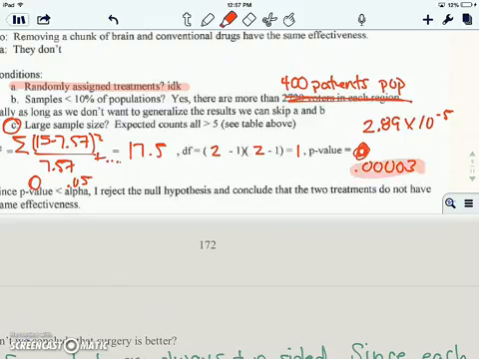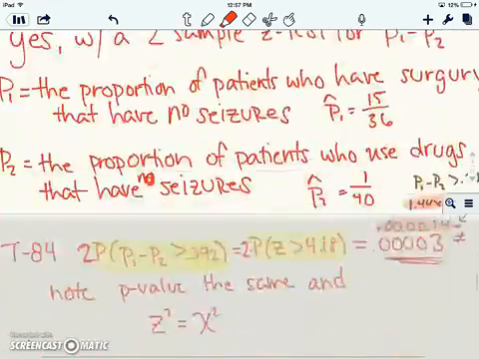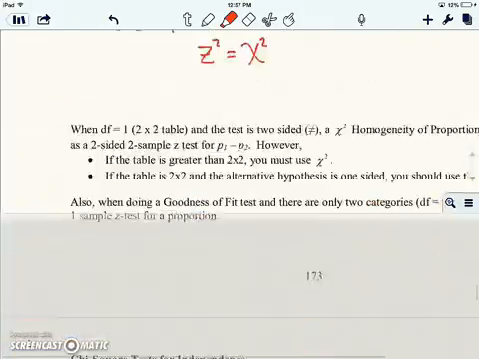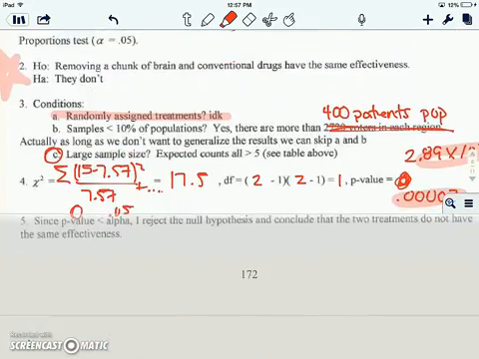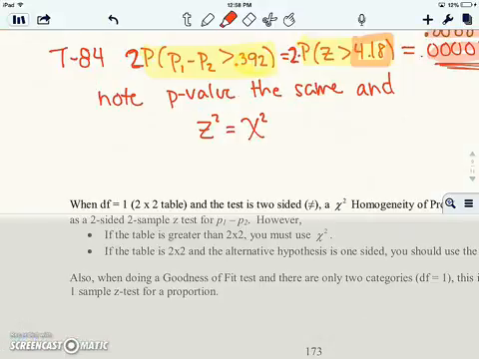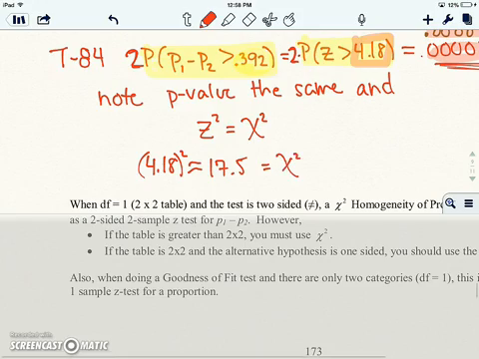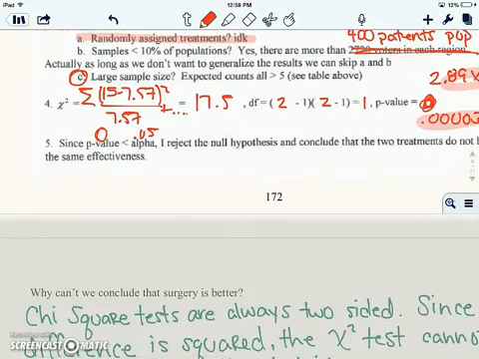So again, notice this was the p-value for the chi-square test that we did. Go to the difference of proportions. The p-value is the same. And then notice my z for this one was 4.18. That is the same as my chi-squared value if we square the z-score. So 4.18 squared is approximately 17.5, which is the same thing as my chi-square value that we had right here.